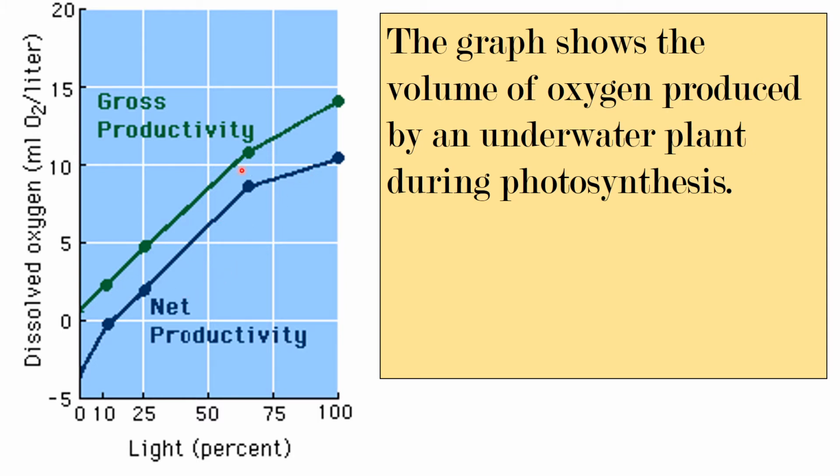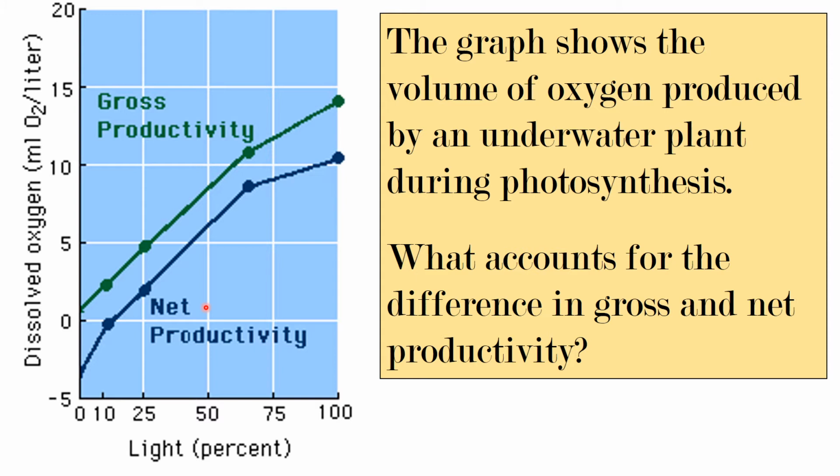So you've got gross primary productivity, which is green, and then you've got net productivity, which is blue. And you can see if you increase the light exposed to the plant, then the productivity increases and the dissolved oxygen increases. Now, however, there's a difference between gross productivity and net primary productivity.